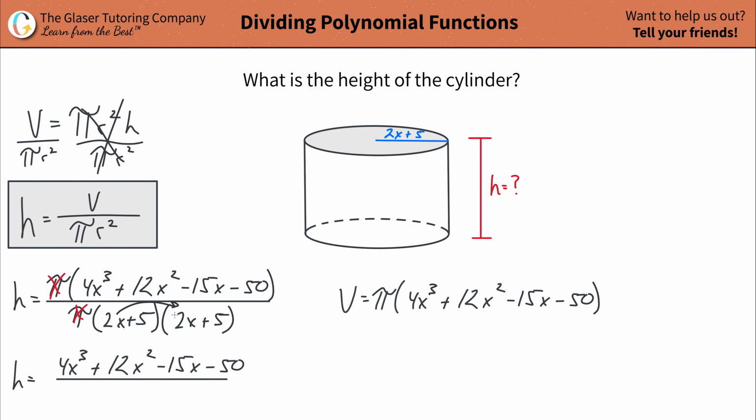Then we're going to FOIL this out, because I want to get it in the form of x cubed, x squared, x, and then a constant. In other words, I want it in decreasing x order all the way down to a constant. So 2x times 2x is going to be 4x squared. 2x times the 5 is going to be 10x. 5 times the 2x is going to be another 10x, and then 5 times 5 is going to be 25.